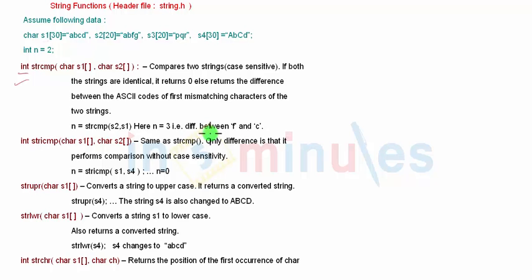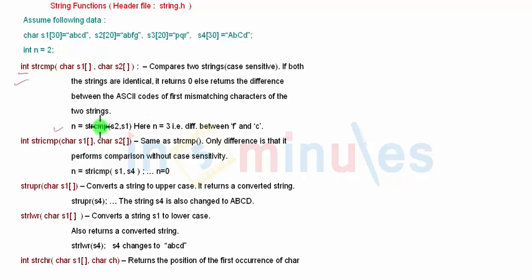Now let's see what the description is given over here. Compares two strings. It is case sensitive. If both the strings are exactly the same, that is identical, it returns the answer as 0. Else it returns the difference between the ASCII codes of the first mismatching characters of the two strings. Now let's try and see what we mean by this.